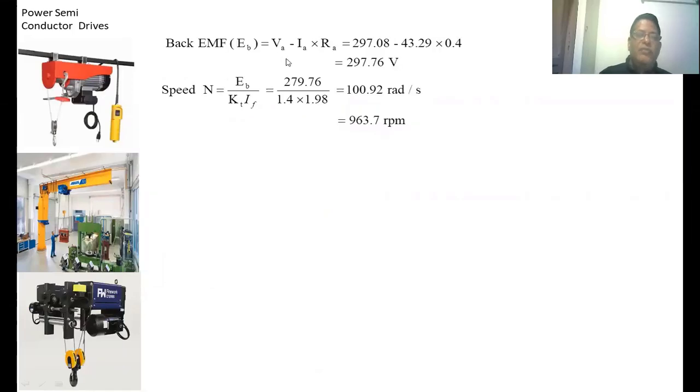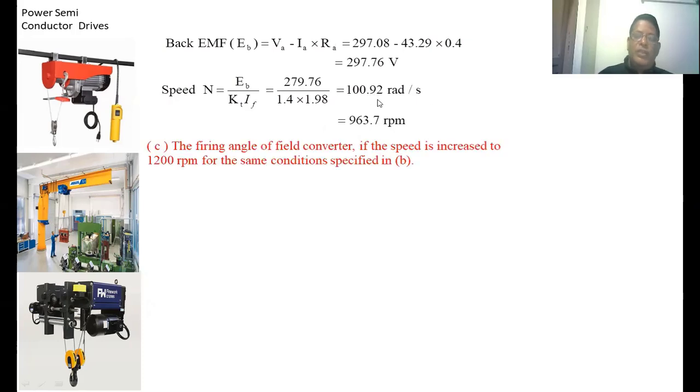Now the back EMF at this value equal to VA minus IA into RA. Substitute all the values, we are getting the back EMF equal to 297.76 volts. Now the speed of the motor equal to this voltage divided by the KT into IF. So we are getting the value 100.92 radians per second. So that way, if we convert into RPM, you are getting 963.7 RPM.